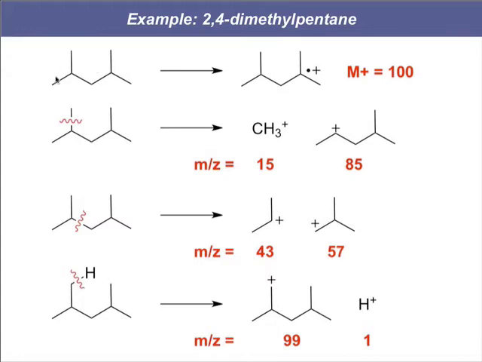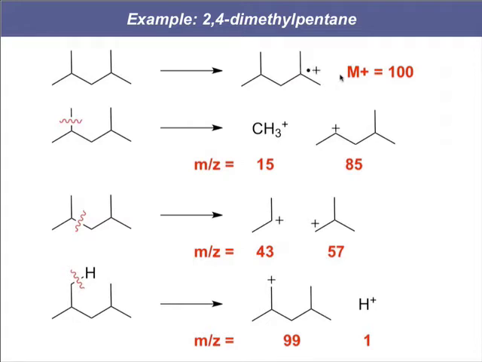Now, we have primary, secondary, and tertiary sites on 2,4-dimethylpentane. So the most likely place to make a radical or a cation would be to knock an electron out of one of the tertiary carbon-hydrogen bonds. So that's why I'm showing the tertiary carbon-hydrogen bond losing an electron here. That gets us a radical cation.